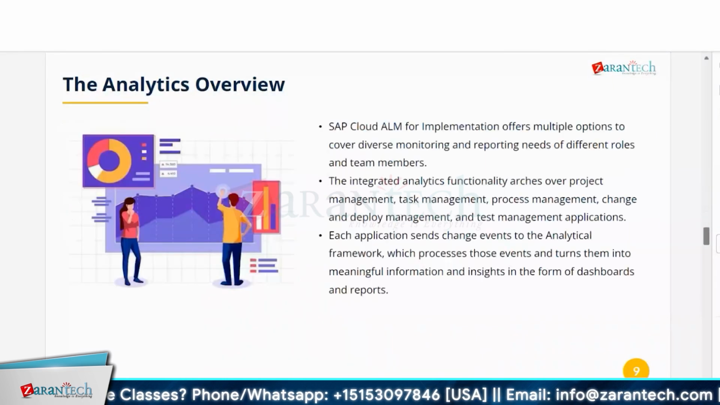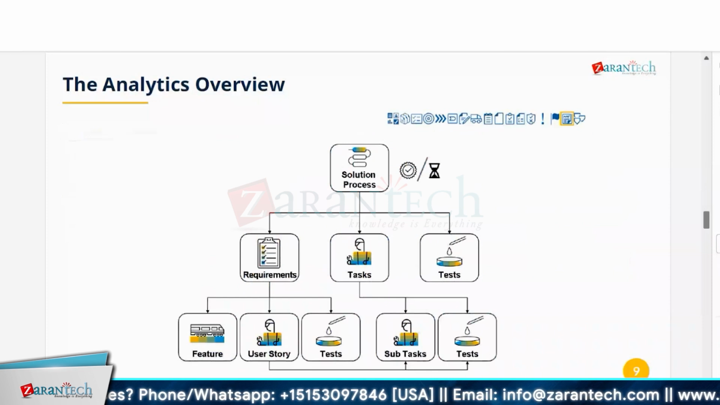This chart is telling you that from the solution process level, for a solution process, you can see how many requirements there are, and drill down to the requirement level. From the requirement, obviously, the requirement would have a feature, user story, or test case. So you can drill down from a solution process as the highest node.